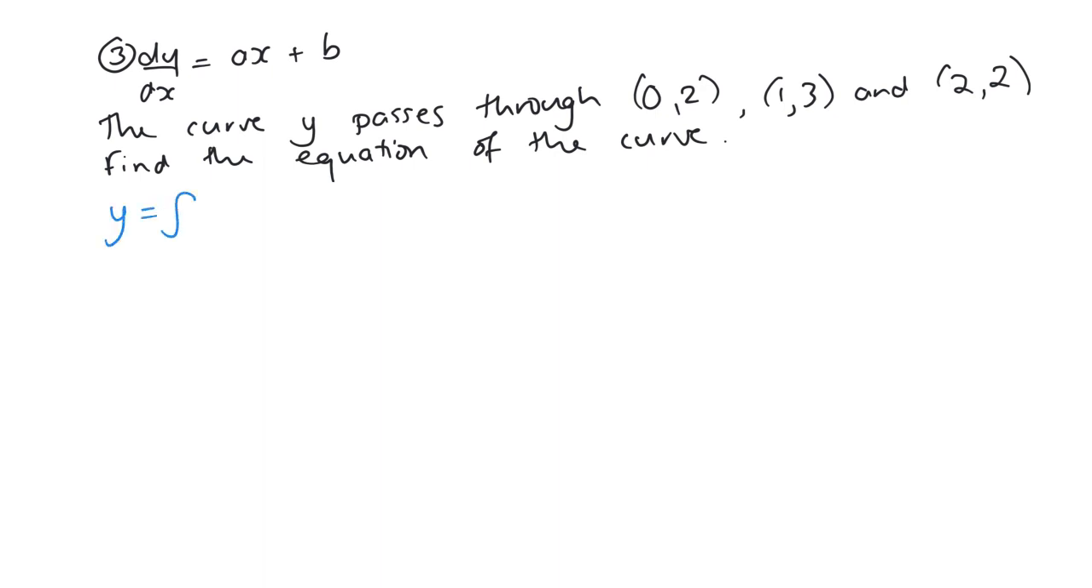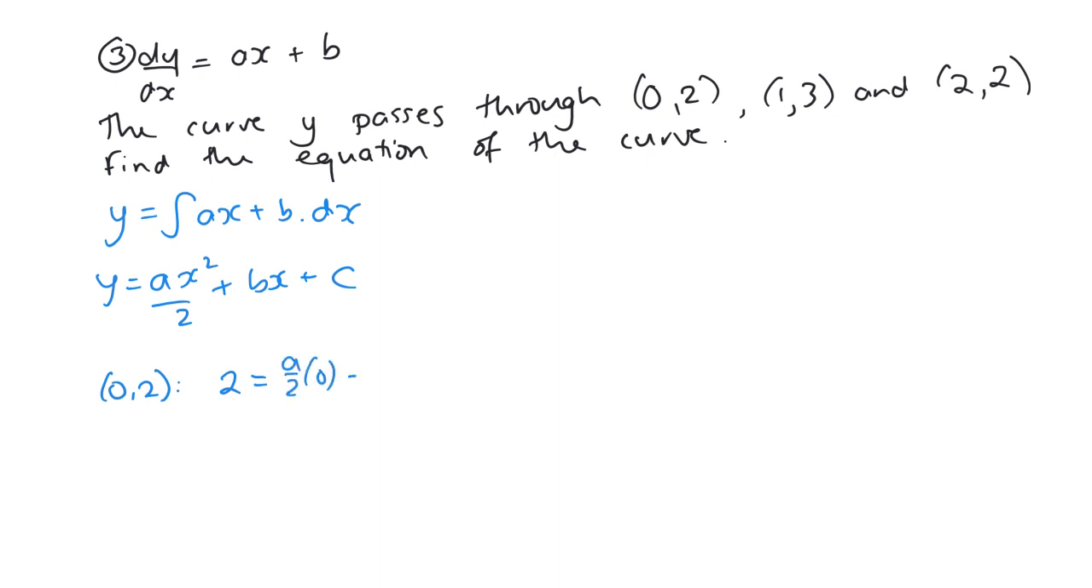So the first thing we'll do is integrate. And we get that y equals ax squared over 2 plus bx plus c. Then we're going to use our different boundary conditions or different coordinates here to find our a, b, and c. So if you use (0, 2), first of all, well, the y value is 2. That's going to give you a over 2 times nothing plus b times 0 plus c, which gives you that c is 2.